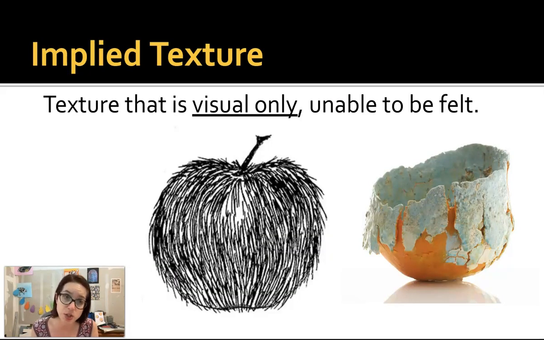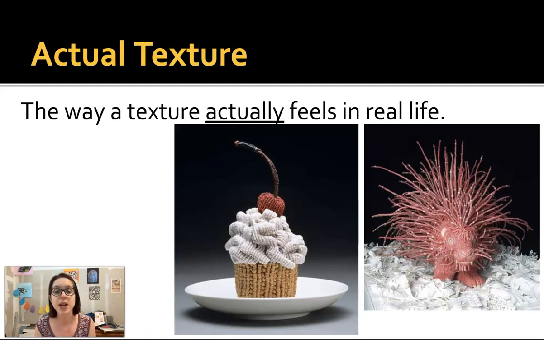So implied texture, this is texture that is visual only. You cannot feel it in real life. Even if you're looking at a photo of it, the texture is implied. Actual texture is the way a texture actually feels in real life. So your hair has actual texture.